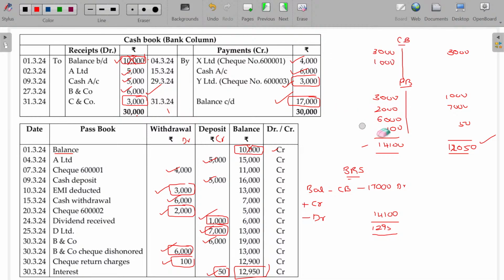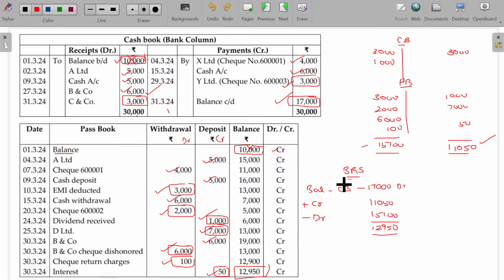Now this value should be 15,100. Am I right? This value is 11,050. Credit side value being 11,050, debit side value is 15,100. Now we'll be getting this value 12,950.